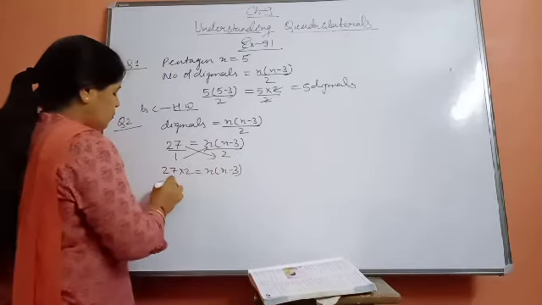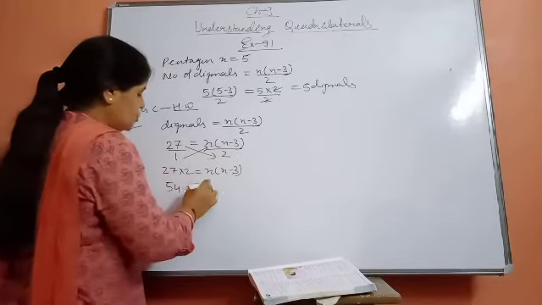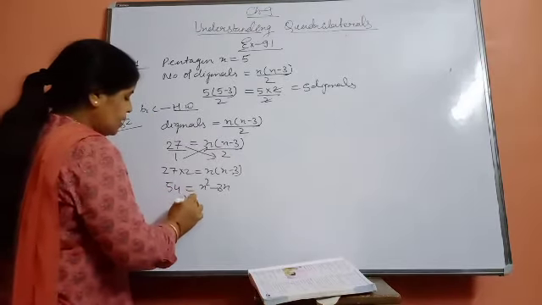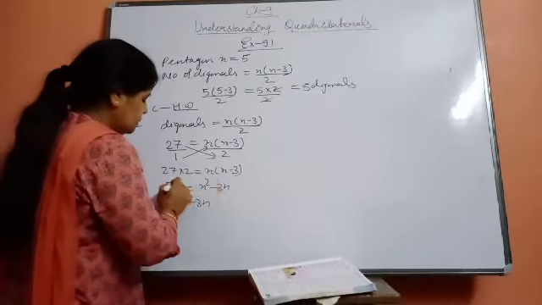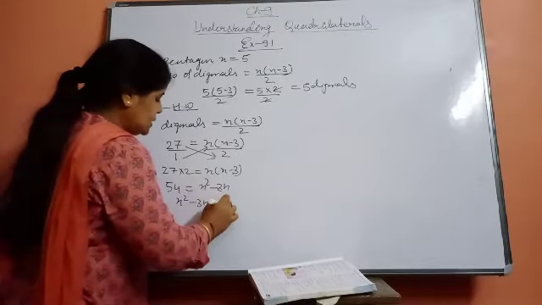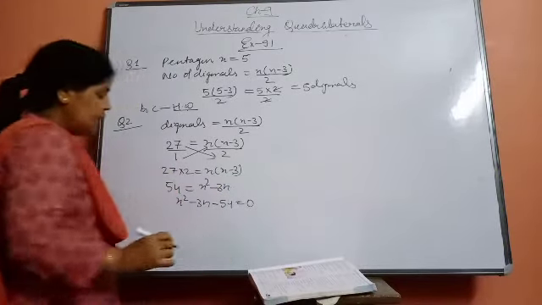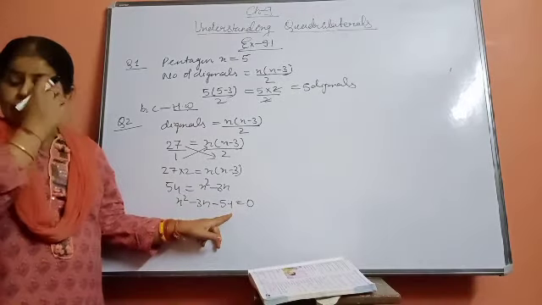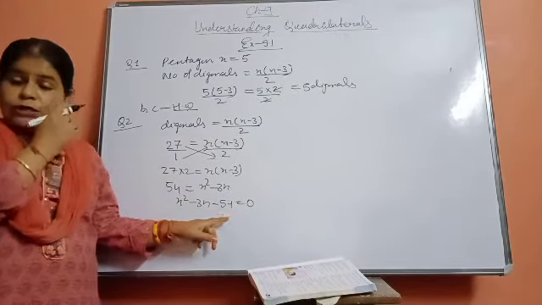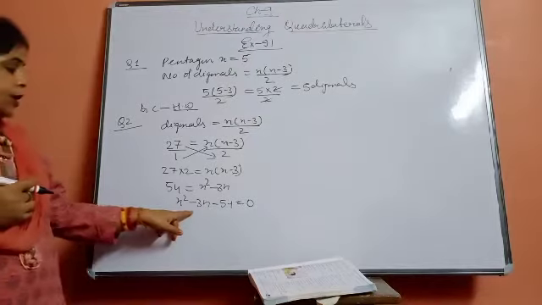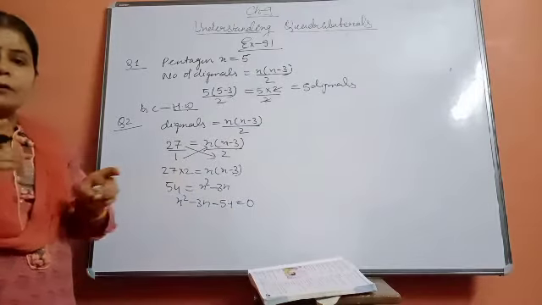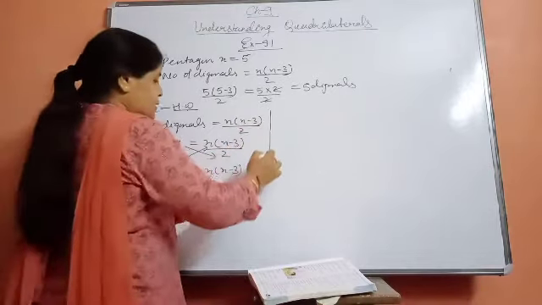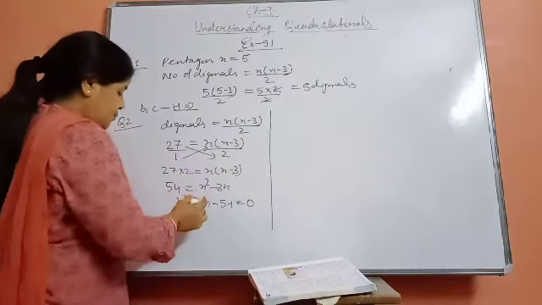So 54 is equal to n square minus 3n. Shift this 54 here: n square minus 3n minus 54 is equal to 0. Now you can see, beta, this is a quadratic equation, and you have learned this quadratic equation. How will we do the factorization of this one? We have done middle term splitting in chapter number 8. See how we will do this now.